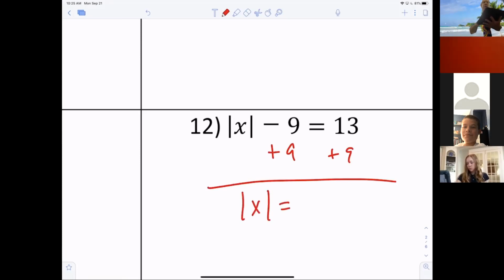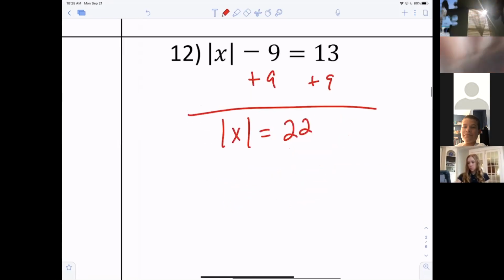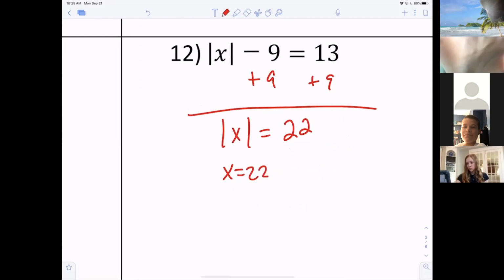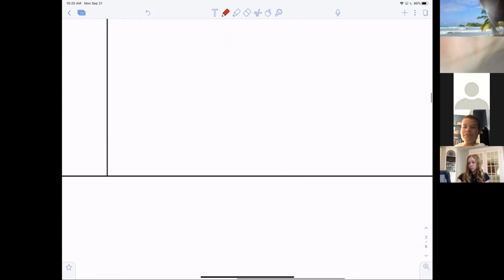So absolute value of x is equal to 22. And if the absolute value of x is equal to 22, then we can just say x is either equal to 22 or x could be negative 22. But for those of you guys who are paying attention, you can just say, like Oscar said, plus or minus 22. So please take a look at number 12 now. Understand the difference of isolated and not isolated. All right, so here we go with 14.